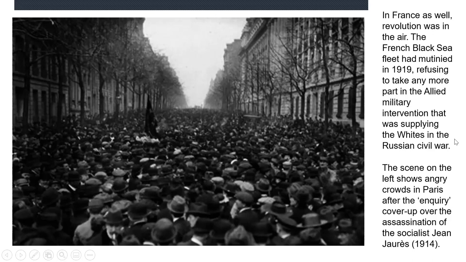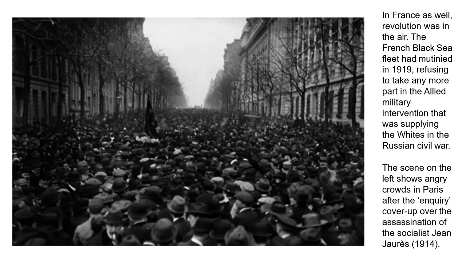So in France as well, there's revolution hanging around in the air. There's the French Black Sea Fleet mutinies and refuses to take part in any more support of the whites.